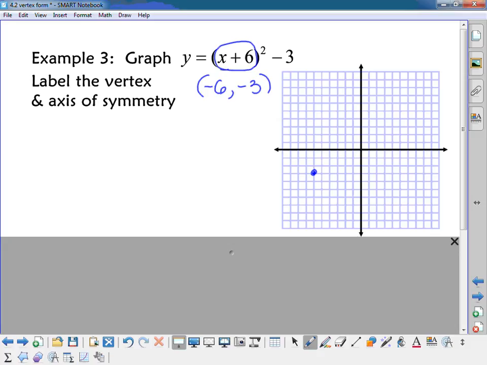If I go over 1, how much do I go up? 1. If I go over 2, I go up 4. If I go over 3, how much am I going to go up? 9. So you guys see how we can graph without even making a table? Yeah.